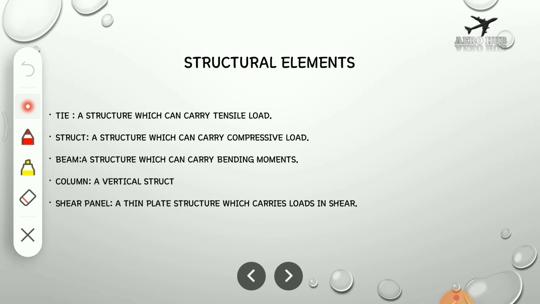A column is a vertical strut, that is, a vertical axial compressive member. The shear panel is a common structure in an airframe. It's a thin plate which can carry loads in shear, and we also have curved shear panels. So basically these are the elements used in airframe design: tie, strut, beam, column, and shear panel.